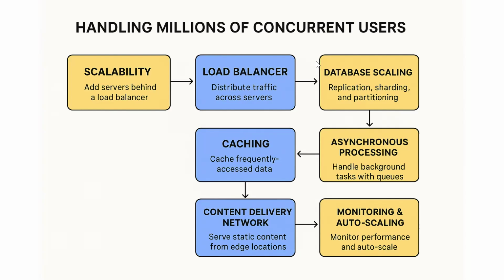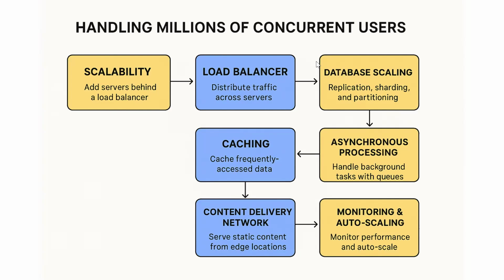Then we need to think about asynchronous processing. Not all requests need to be handled immediately. For tasks that take longer, like sending emails or processing payments, we use message queues like Kafka or RabbitMQ. This way, the main system remains responsive and heavy tasks are handled in the background.